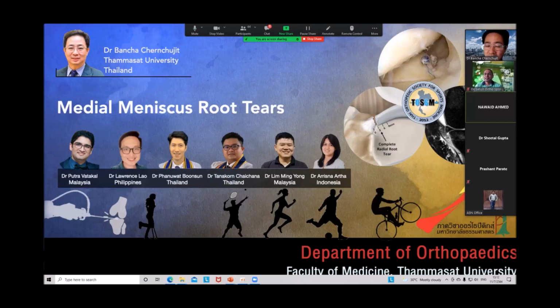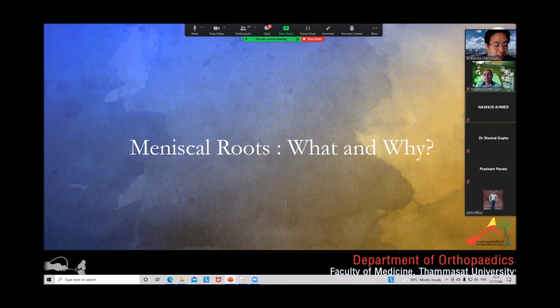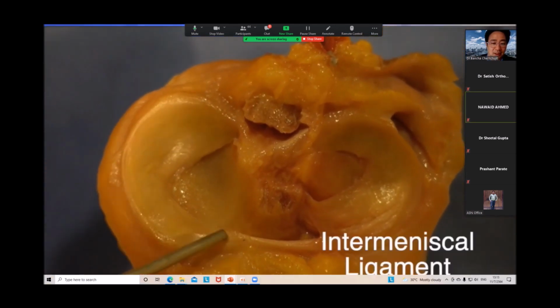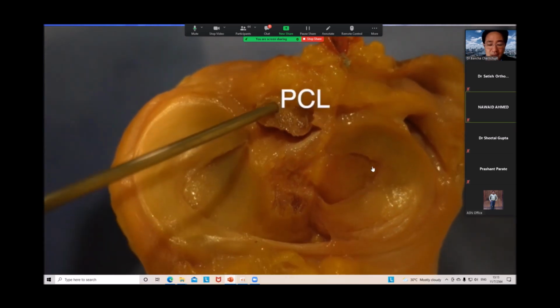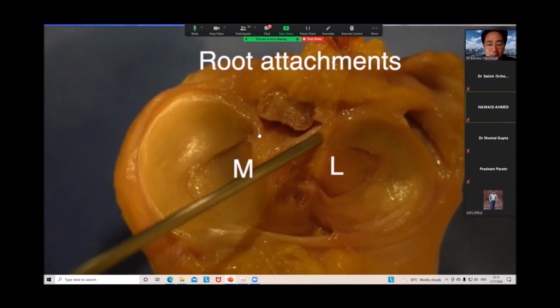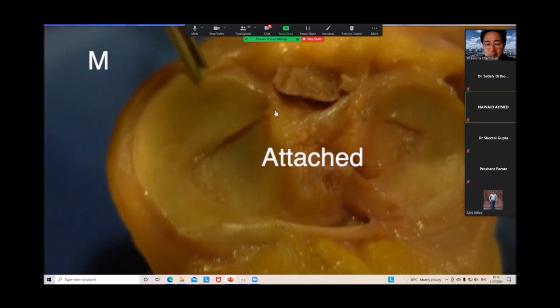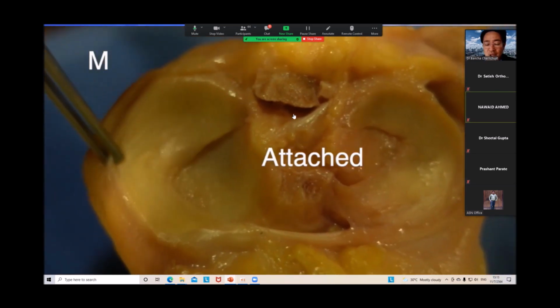So I'm talking about the meniscus root tear. It's a big issue for the meniscus root tear because for me it's the most difficult meniscus repair and it's not straightforward. So looking at the anatomy of the meniscus, right? The medial side, lateral side is not the same, and the most common problem is the root. Okay, the medial side is more attached comparing to the lateral side.